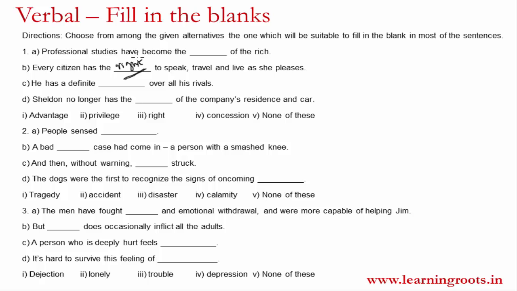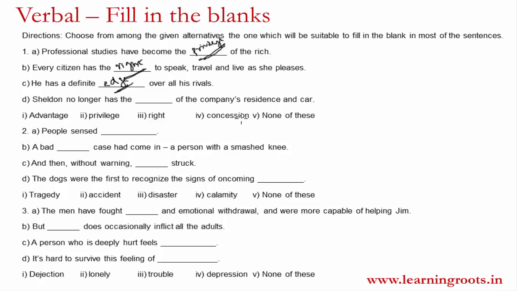It could be an edge, an advantage, something which he has, which makes him stand above all his rivals. So something on the lines of an edge, we write edge or advantage or whatever. The fourth thing is Sheldon no longer has the dash of the company's residence and car. So again, first blank, let us fill using privilege.